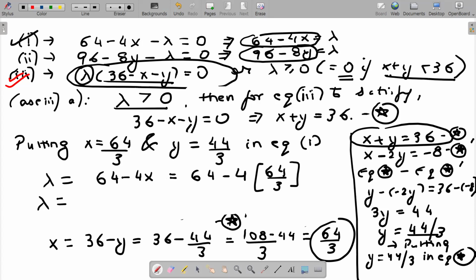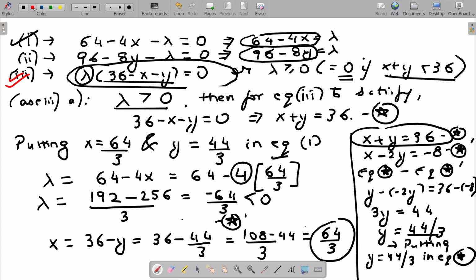So lambda will come out as, I take 3 as the LCM. 64 times 3 is how much? Comes out as 192. Minus 4 into 64 is how much? Comes out as 256. And 192 minus 256 is minus 64 by 3, which is negative. But lambda can't be negative. We started with saying that lambda is positive. That means this case is rejected.